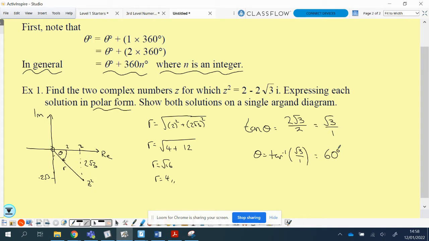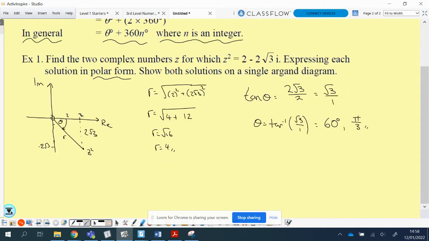Okay, now again, we can write that in radians, which would be pi over 3. Okay, so we'll write that in radians. So we've now got the information to write this in polar form.